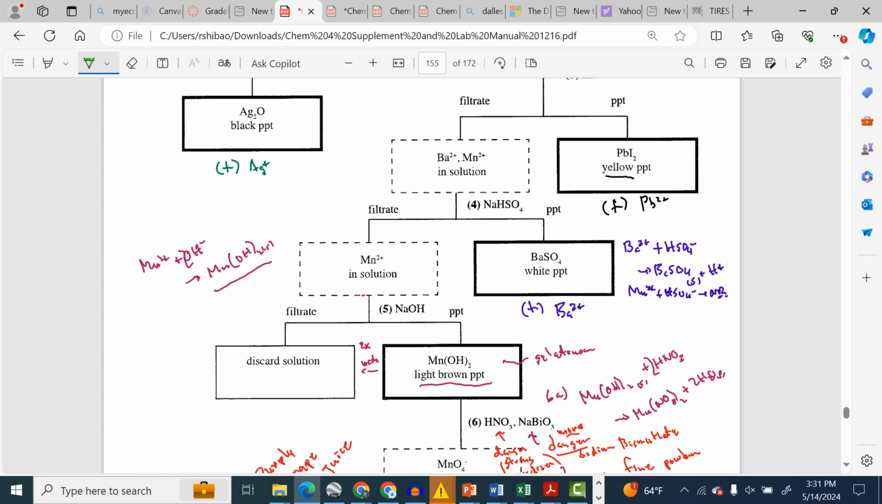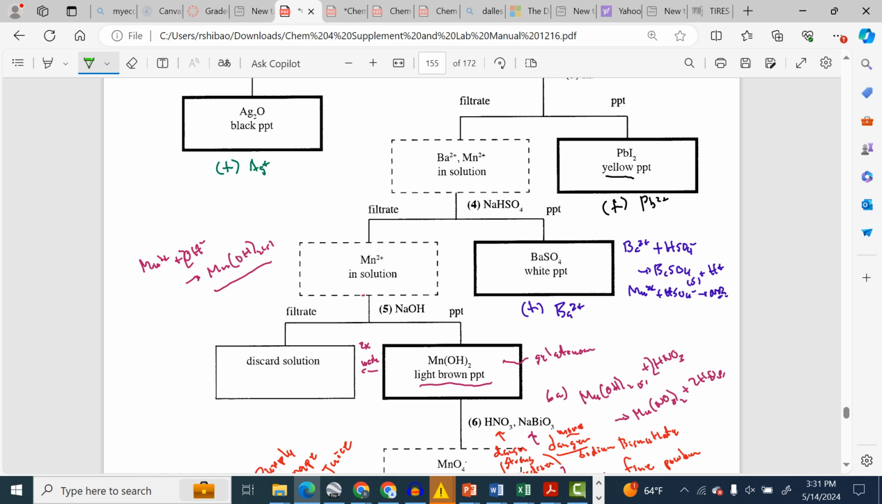This is a tough step here because of the type of precipitate manganese generates. Manganese likes hydroxide, so if I take manganese and sodium hydroxide, manganese wants 2 hydroxides to precipitate out manganese 2 hydroxide. Manganese 2 hydroxide is a light brown precipitate. But the problem is it's gelatinous, meaning it's not a very high density precipitate. It's like a gelatin.